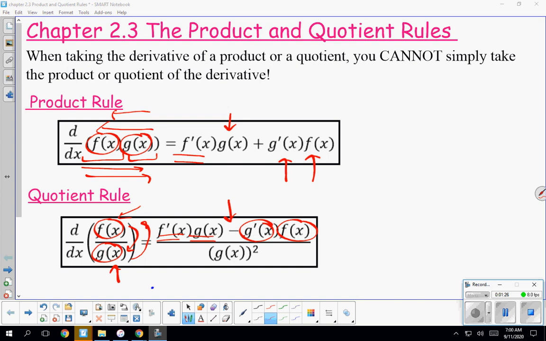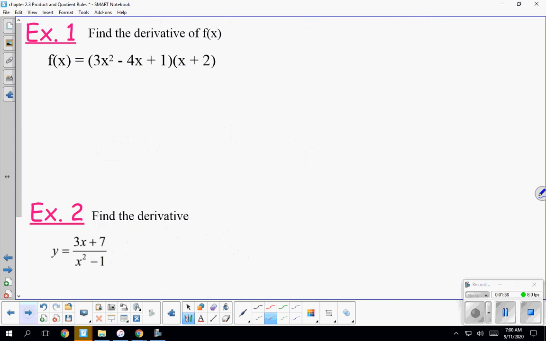The big difference here is that if it starts out as a quotient, it must end as a quotient. So whatever's in the denominator, we take that and we square it. So that's the biggest difference there.